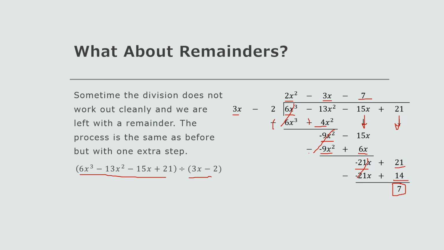Now this is a remainder because I can't multiply 3x by anything to give me 7, because it's less than the divisor. So this is when I know I have a remainder, and I can write my final answer: 2x squared, this is what I have up here, the quotient, 2x squared minus 3x minus 7, and then this is the new part. I tack on the remainder divided by the divisor. All of this together is my final answer.